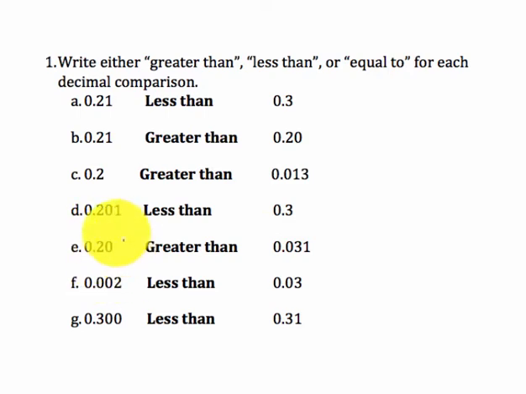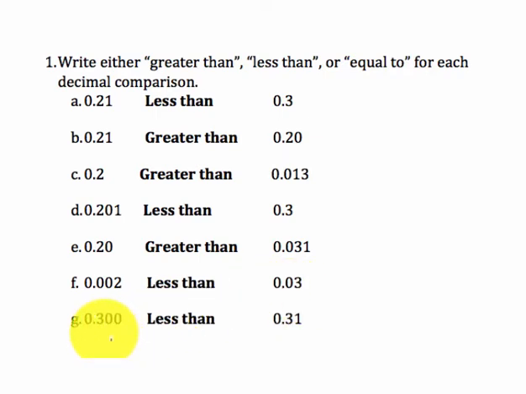20 hundredths, also known as 2 tenths, and I have 31 thousandths over here. So I have 2 in the tenths place value, and I have 0 in the tenths place value here. So 20 hundredths are greater than 31 thousandths. Here we have 2 thousandths and 3 hundredths. Because I have a 0 in the hundredths place value here and a 3 in the hundredths place value here, that means that 2 thousandths is less than 3 hundredths.